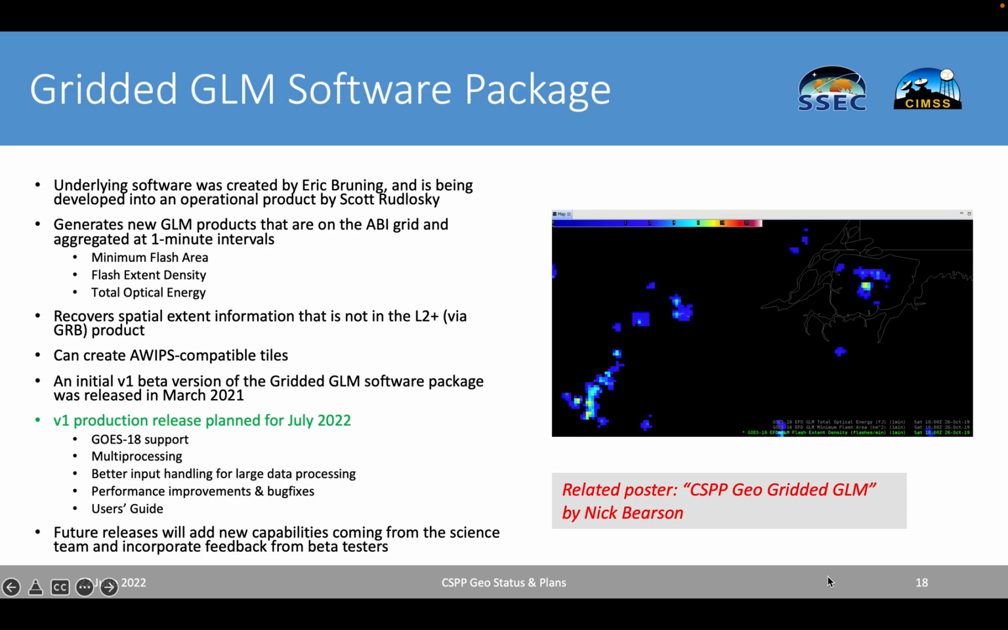Our initial beta was released in March of last year, and we're working towards a version 1 production release, which will add GOES 18 support, parallel processing for reduced latency, and some other changes. And as we get updates from the science team, we'll get those out to users. Nick Beerson has a poster on this, so I would encourage you, if you have any interest or questions, to talk to him.